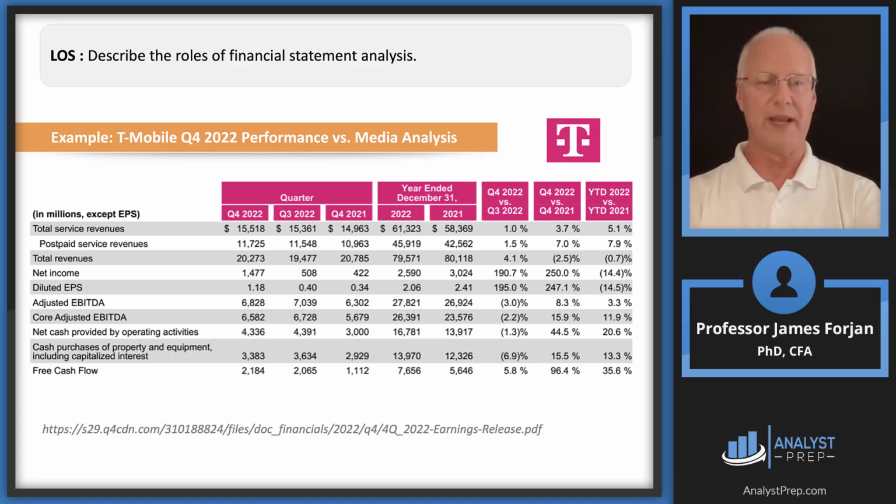Now, look right above the free cash flow, cash purchases of property and equipment. This is that investment in long-term assets. Notice that it increased, but then it decreased slightly. So that's why we have a negative sign over there on the far right column.